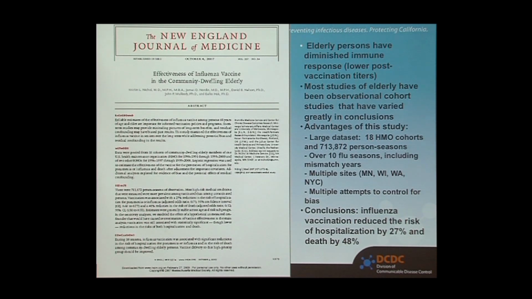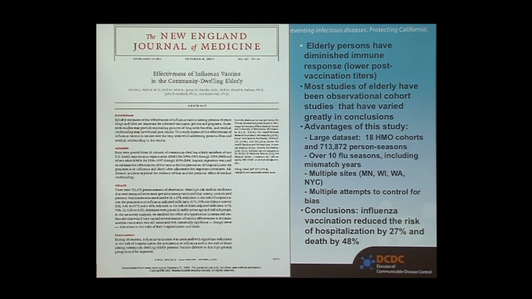So this was a beautiful paper done by the New England Journal, and they looked at 18 different HMOs, 713,000 person seasons over 10 flu seasons, including mismatch years, in multiple sites, because influenza can have different pathogenicity in different areas. The virulence can really vary. And lots of statistical attempts to control for bias. And this was in the community dwelling elderly. So people out in the community over 65.